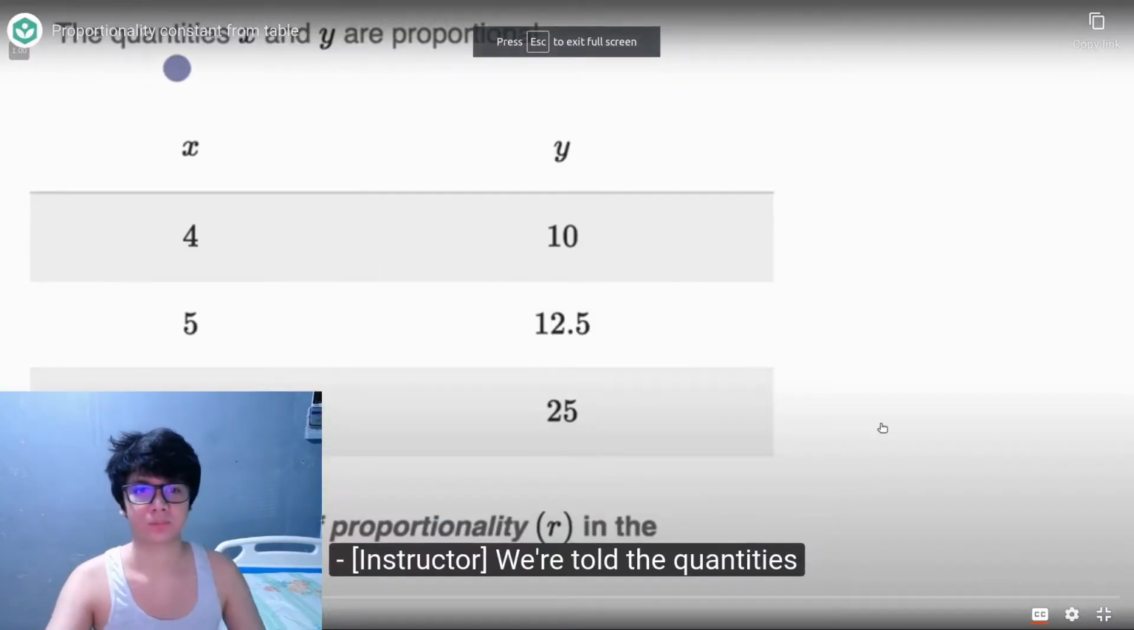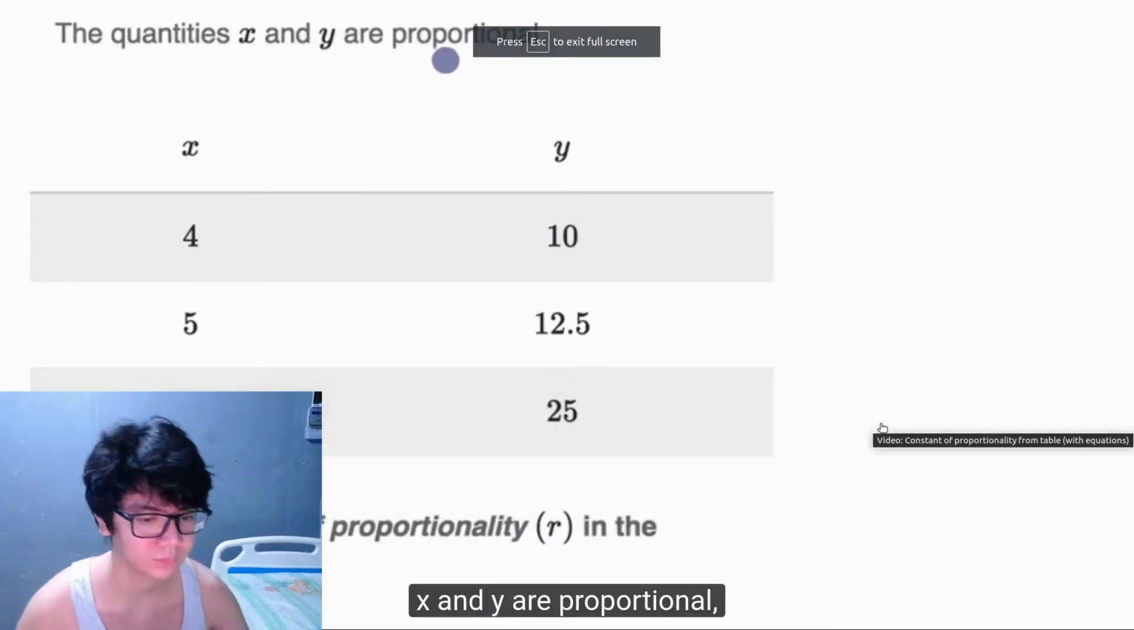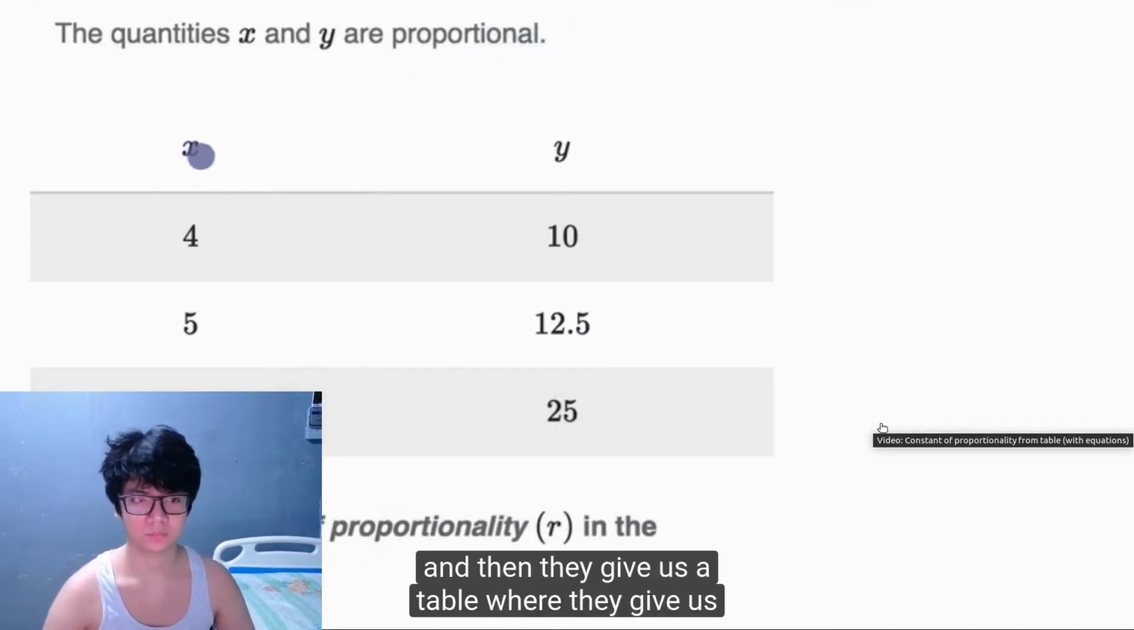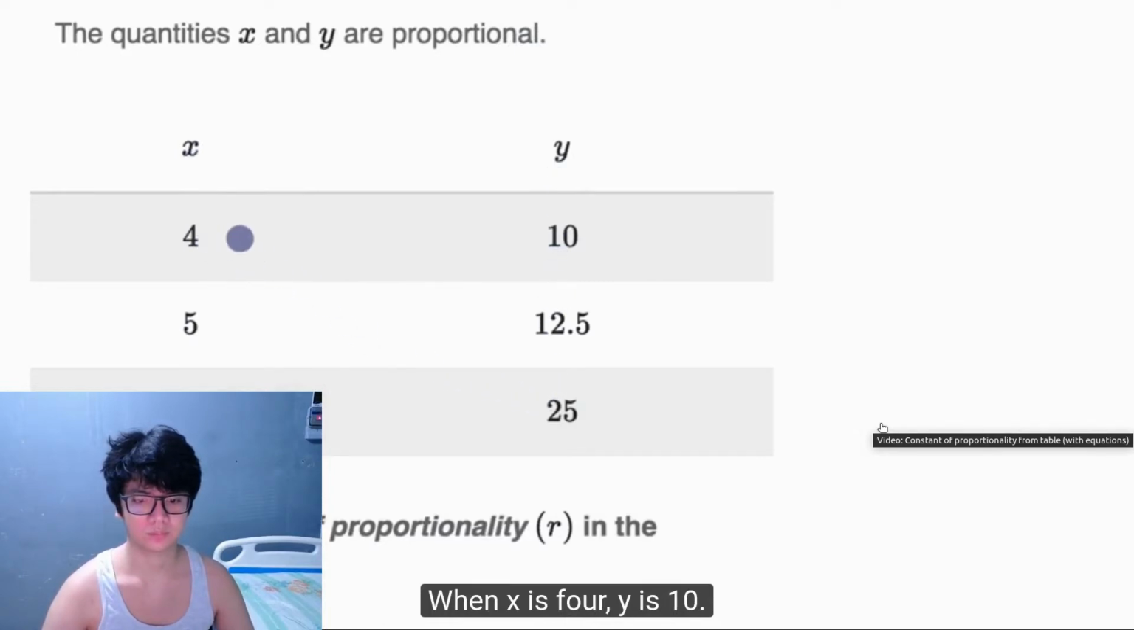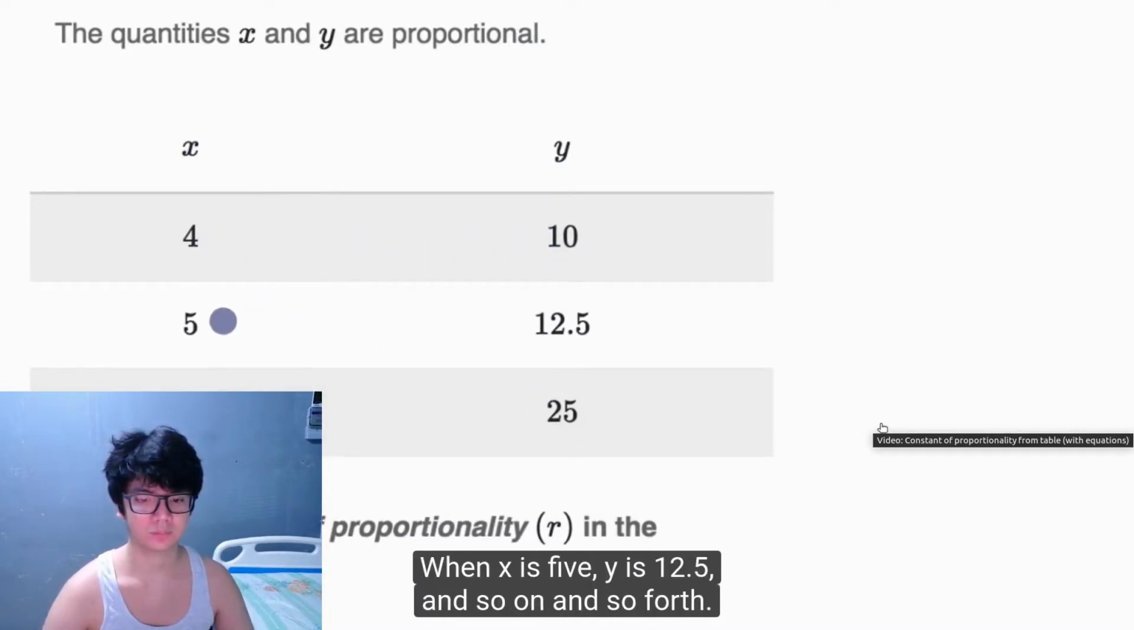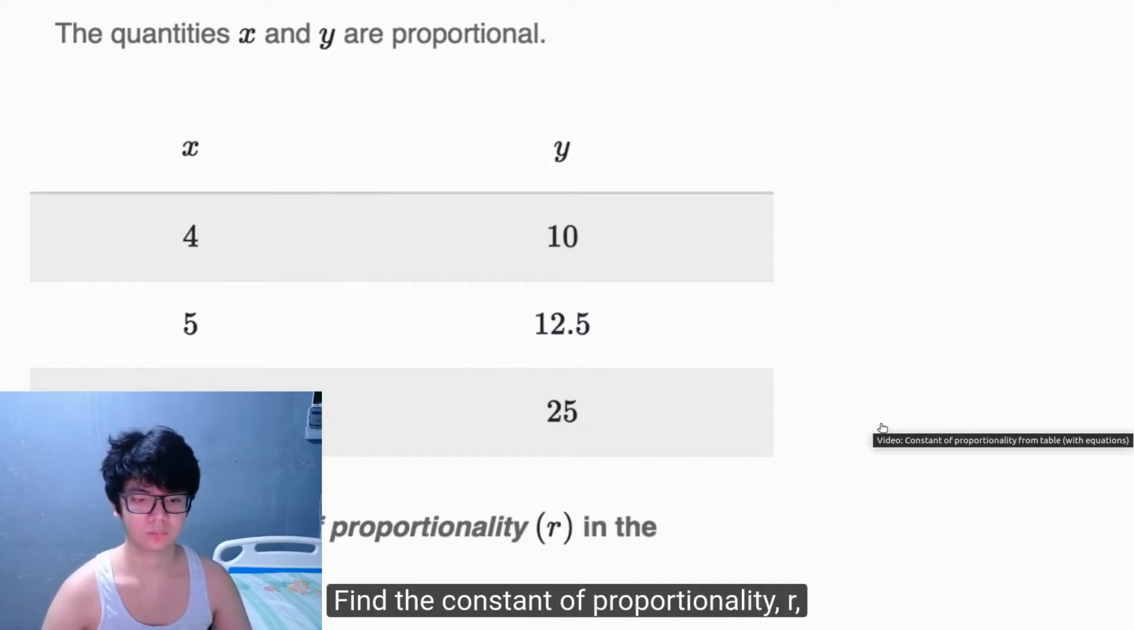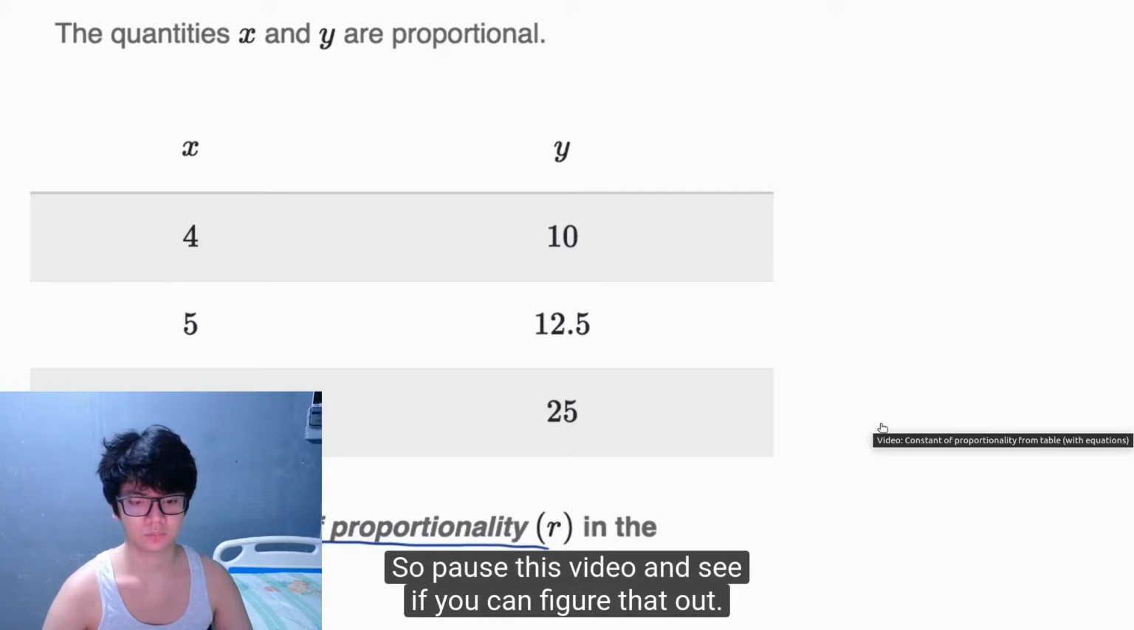We're told the quantities x and y are proportional. And then they give us a table where they give us a bunch of x's, and then they give us the corresponding y's. When x is 4, y is 10. When x is 5, y is 12.5, and so on and so forth. Find the constant of proportionality r in the equation y is equal to r times x. So pause this video and see if you can figure that out.